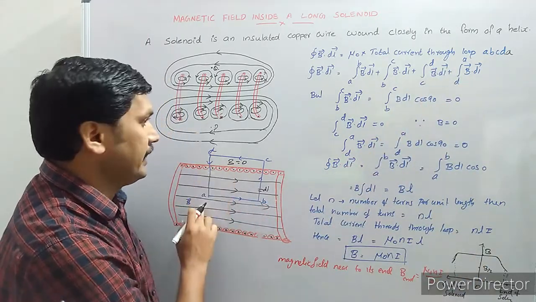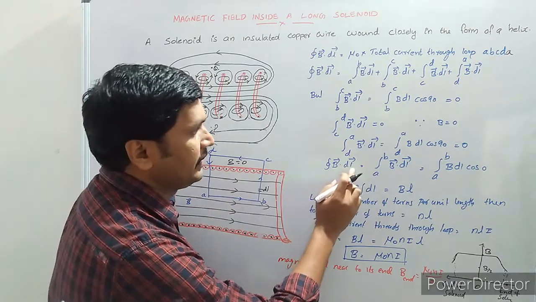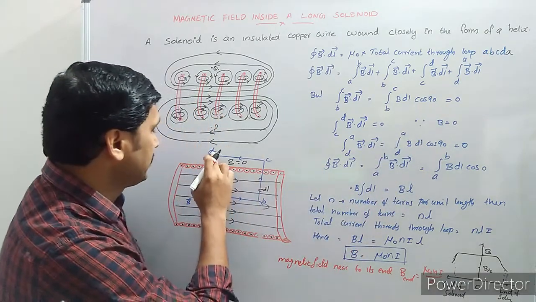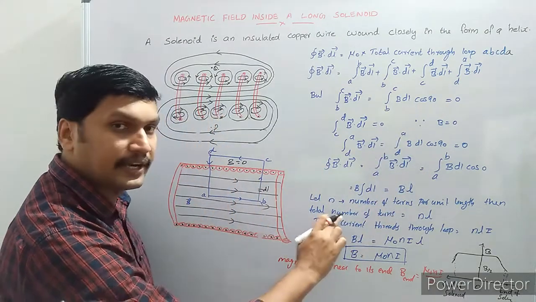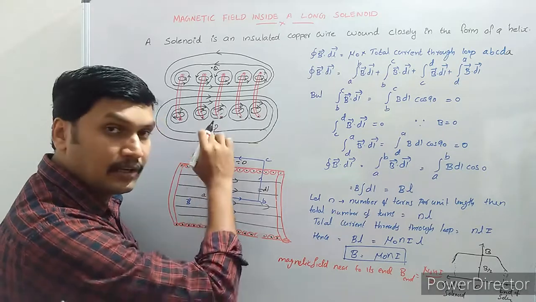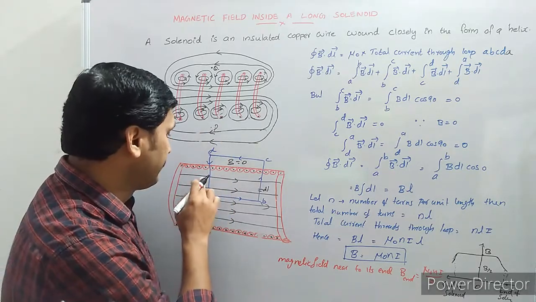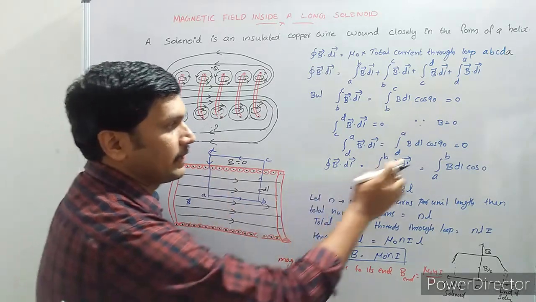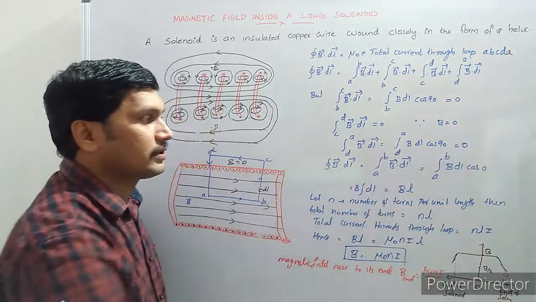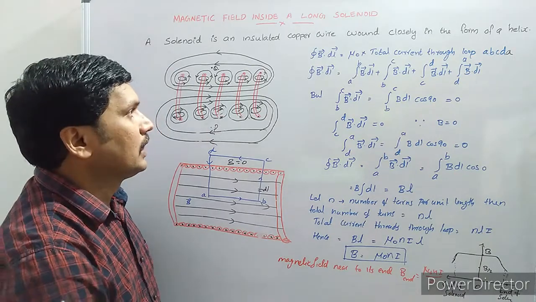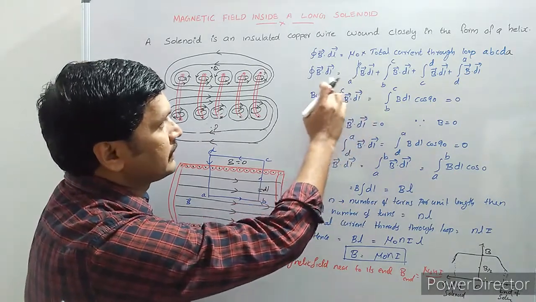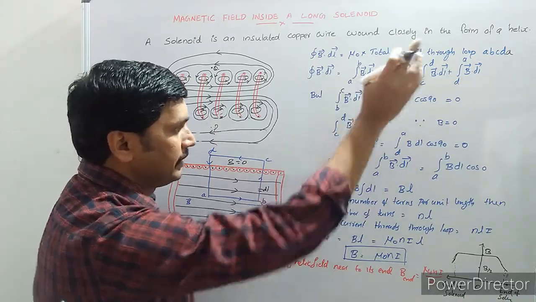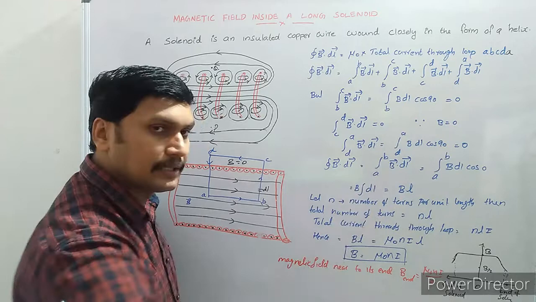And now D to A. What is B dot dl from D to A? It is B into dl into the cosine of the angle between B and dl. B is in this direction, and dl is perpendicular to it. The angle between dl and B from D to A is 90 degrees. That's why B dl cos 90 is equal to 0. Now we have only one term, that is the line integral B dot dl is simply equal to A to B B dot dl.